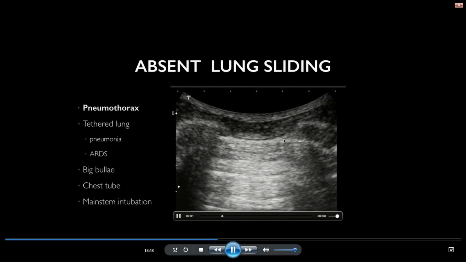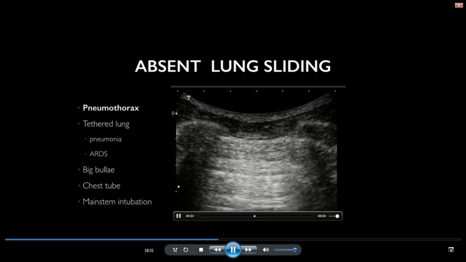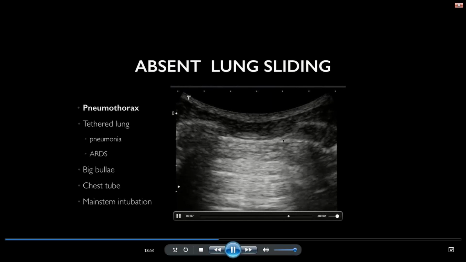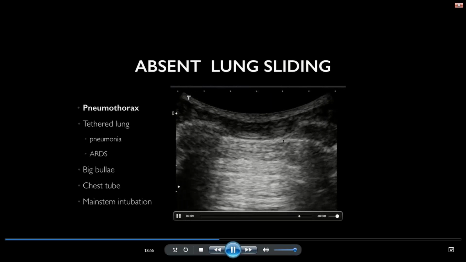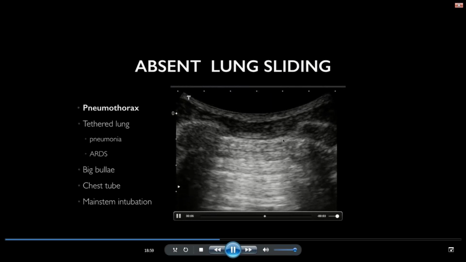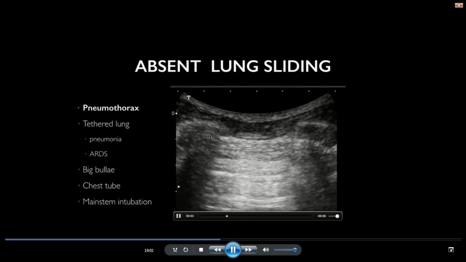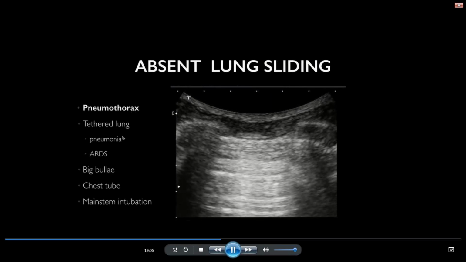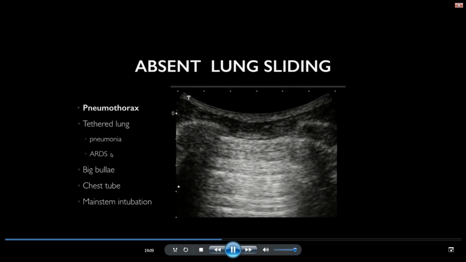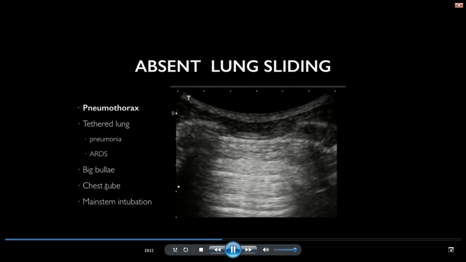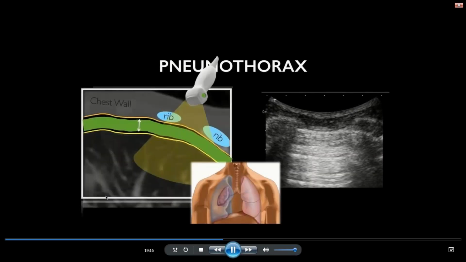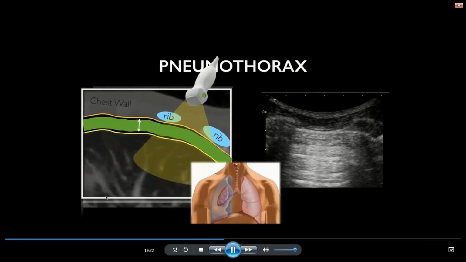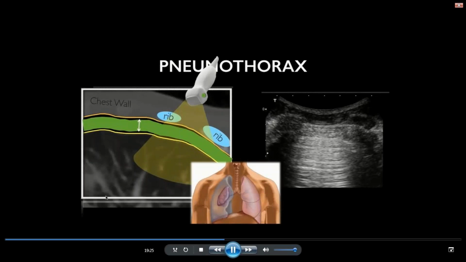One can expect to see absence of lung sliding in various conditions of the lung, such as pneumothorax, but it's not exclusive to pneumothorax. You may also appreciate absence of lung sliding in other conditions, such as tethered lung, which may be secondary to a pneumonia, or an underlying ARDS, a big bulla, chest tube insertion, or a main stem intubation. How can one confirm or exclude a diagnosis of pneumothorax then with the help of ultrasound? Let's take a look at that.